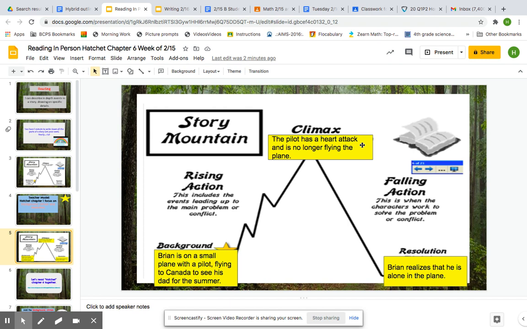And then we know the big problem in chapter 1 that happens is the pilot has a heart attack and he's no longer able to fly the plane. And then how the chapter ends is Brian realizes that he's alone in the plane.